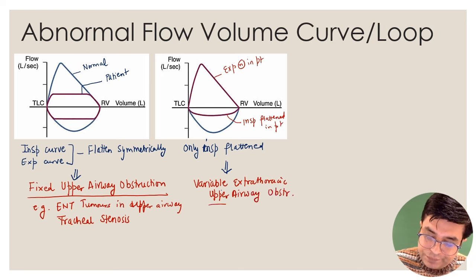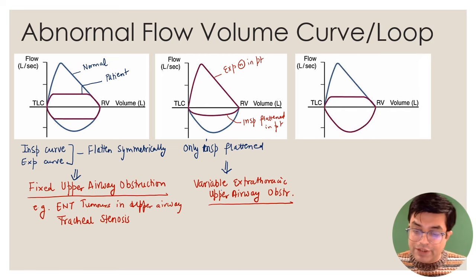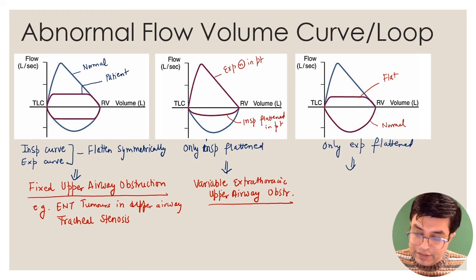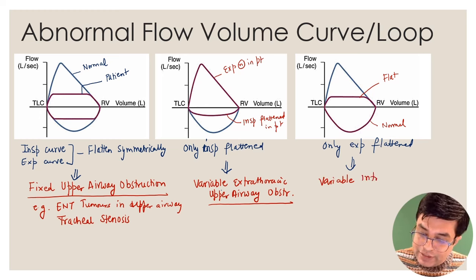Right? And look at the third curve. In the third curve it is the opposite. As you can see, the expiratory curve is flattened, whereas the inspiratory curve is relatively normal. So here only the expiratory part is flattened. If one of the two is affected, we call it variable, right? Variable upper airway. But here it is variable intrathoracic, inside the thoracic cavity, upper airway obstruction.